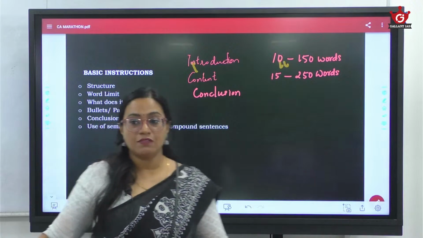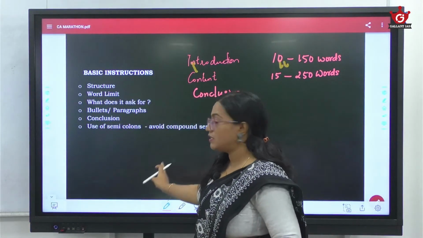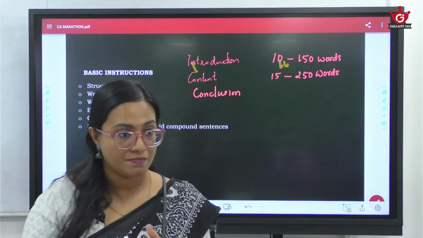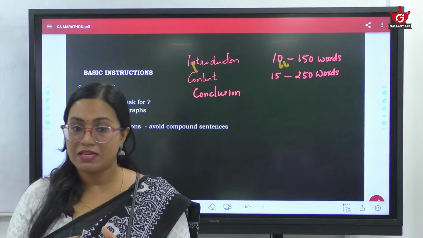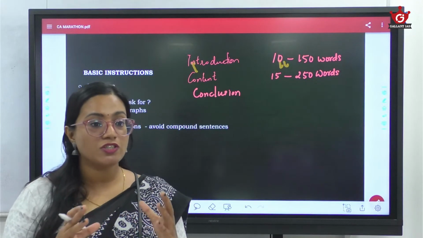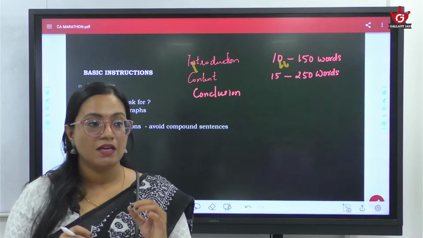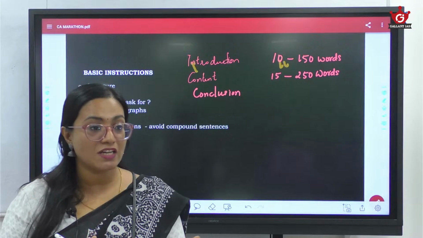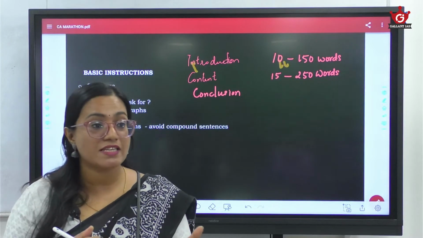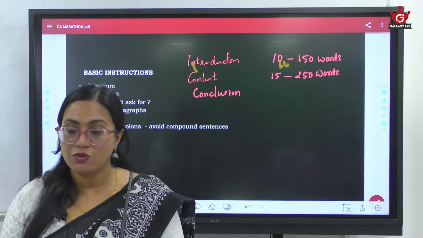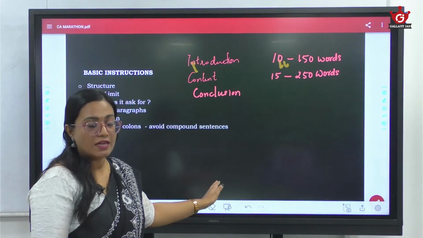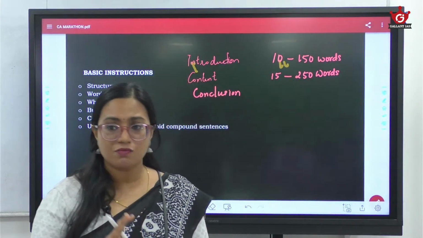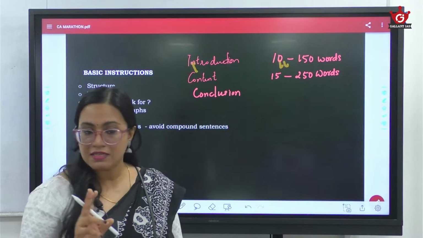And this is something which nobody uses: semicolons. You have a tendency to merge 2 or 3 sentences using 'and', and you make the sentence very big and very lengthy. So do not use such compound sentences. You can use compound sentences, but make sure they are not very lengthy and not very complex for the examiner to understand. Instead, you can use semicolons. I have rarely seen people using semicolons in their answers, but try to make use of semicolons while you're writing answers.